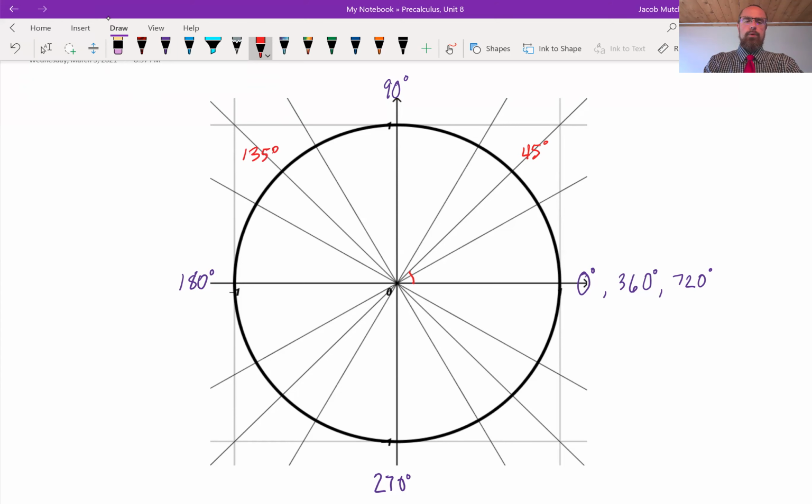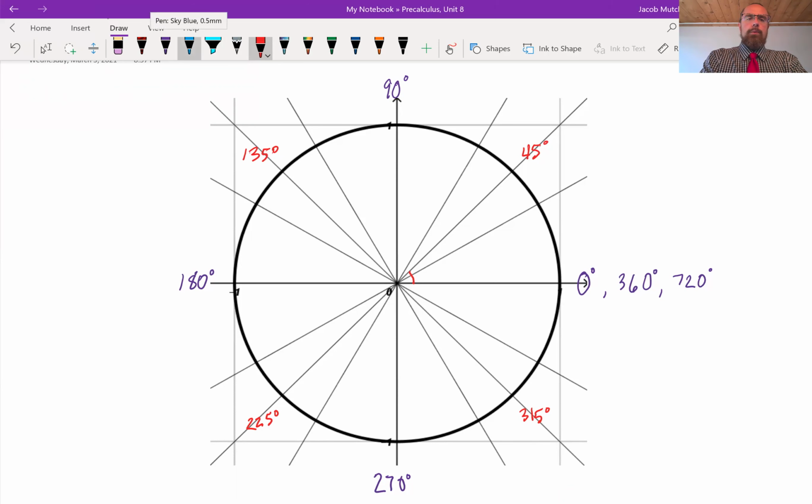135 plus 45 is 180. 180 plus 45 is going to give us 225 degrees. 225 plus 45 is 270. And then 270 plus 45 is going to give us 315 degrees. And then I'm back at 360.